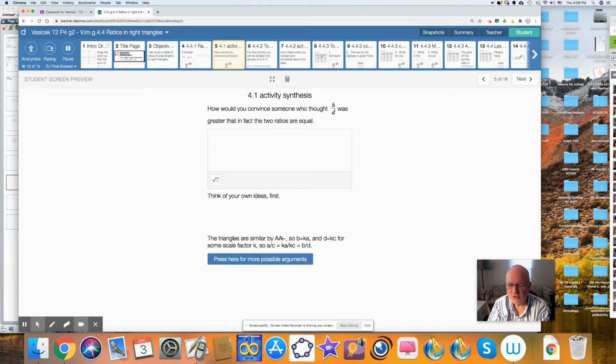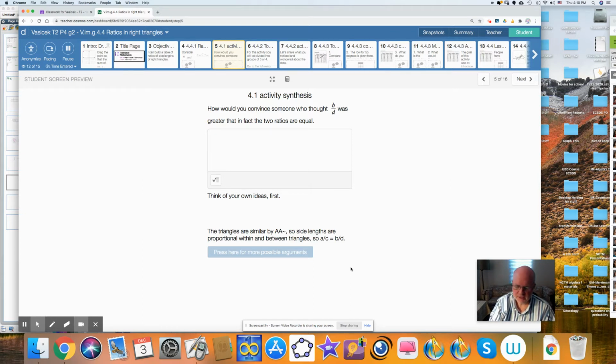Maybe you say because of the angle-angle triangle similarity theorem, B is some scale factor of A, and D is that same scale factor times C. So for some scale factor of K, A is to C as KA is to KC, which means that B is to D. Another way to possibly argue this. And finally, you could have said that the side lengths are proportional within or between the triangles, like I said at the beginning.